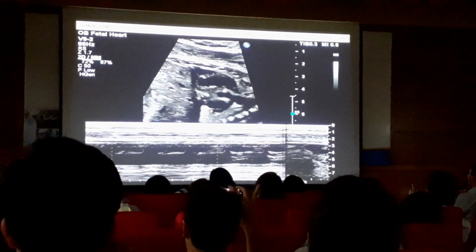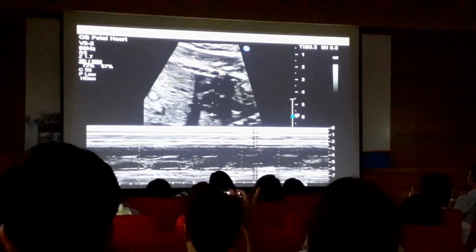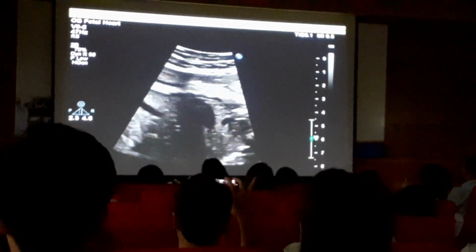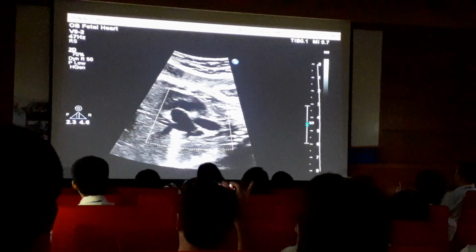Just a word about rhythm. This would be a great angle to use M-mode for rhythm analysis, but in order to see a little bit better, we want to res up on the area of interest.